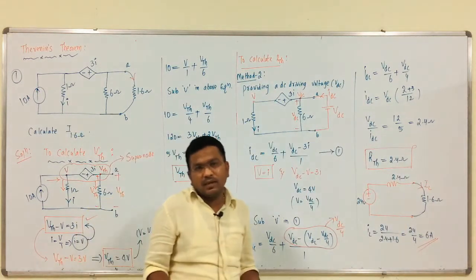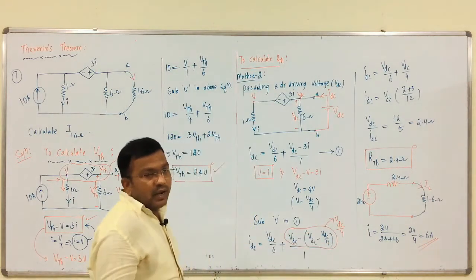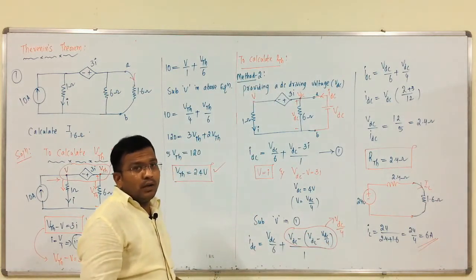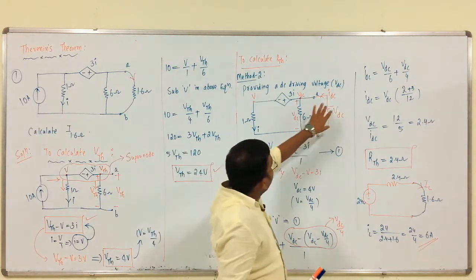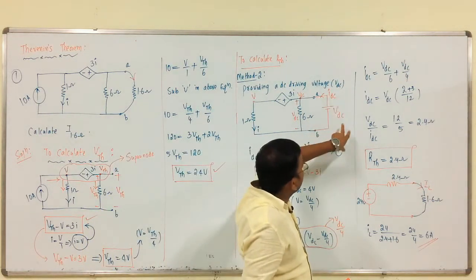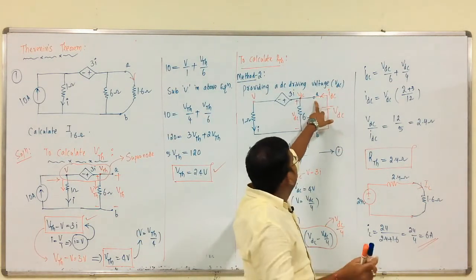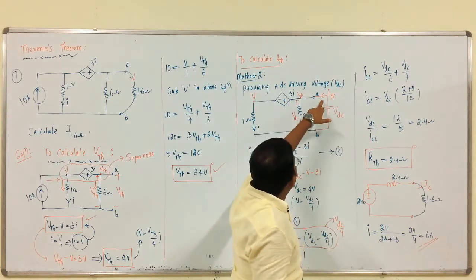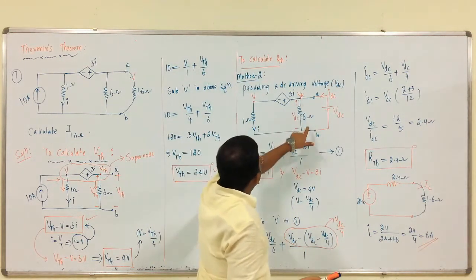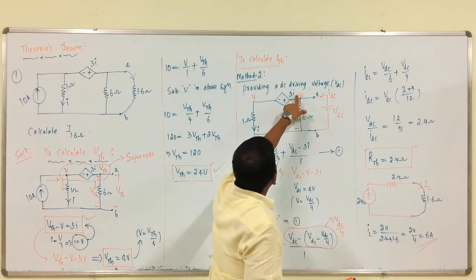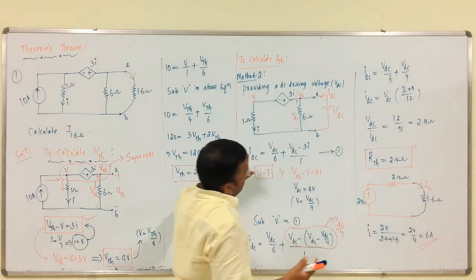RTH is the same. So whatever may be the method to calculate RTH, we have to get the same load current. Simple. In method 2, we have to provide a DC driving voltage. Due to that application, there is a current through the load terminals. Based upon that, this current IDC is entering, VDC by 6 is leaving, again VDC minus 3I by 1, that is it.